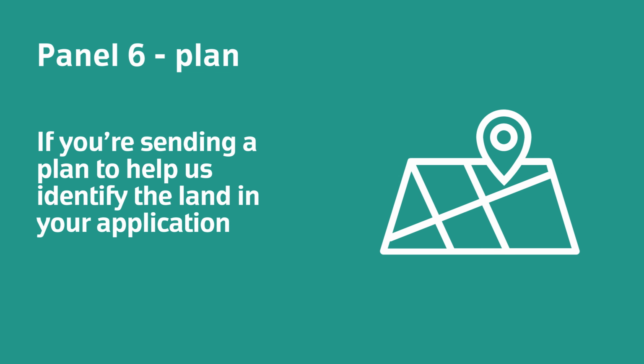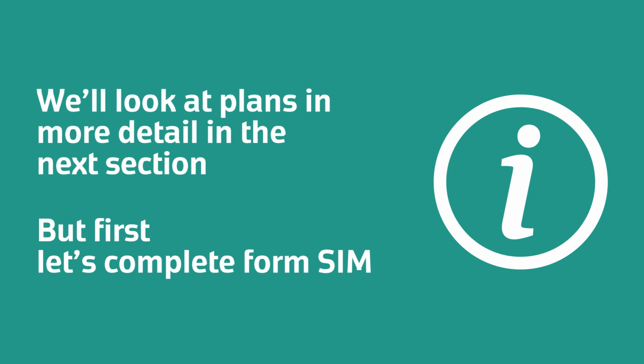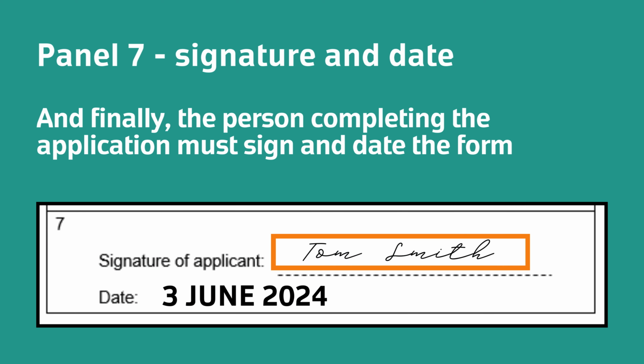If you are sending a plan with your application, make sure you clearly identify the land to be searched. You can do this by using a colour reference. For example, land shown coloured red on the attached plan. Keep watching for more information about plans, but first, let's go ahead and complete the form SIM. Panel 7. The person completing the application must sign and date the form in Panel 7.